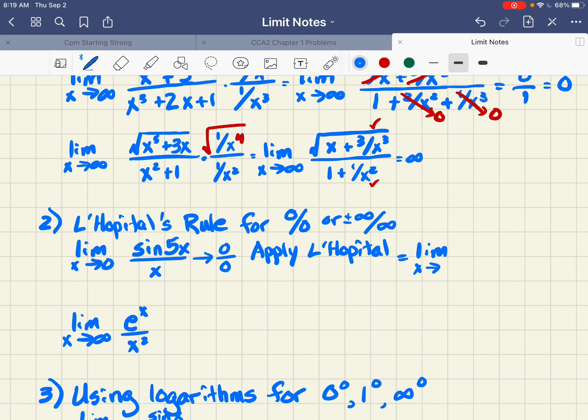So let's do it. The derivative of sine 5x, derivative of sine is cosine. But then I have to apply the chain rule. Derivative of 5x is 5. And then derivative of x is just 1. Okay. So the x is approaching 0 at basically a constant rate. The sine 5x is approaching 0 at a non-constant rate. So let's now evaluate this. If I substitute 0, cosine of 0 is 1. So this is going to be 5 over 1, or 5.